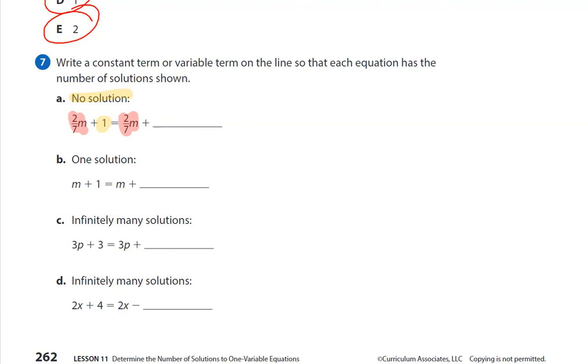Let's put 4, because it's my favorite number. I love the number 4. It's just so even. That's a terrible joke. There we go.